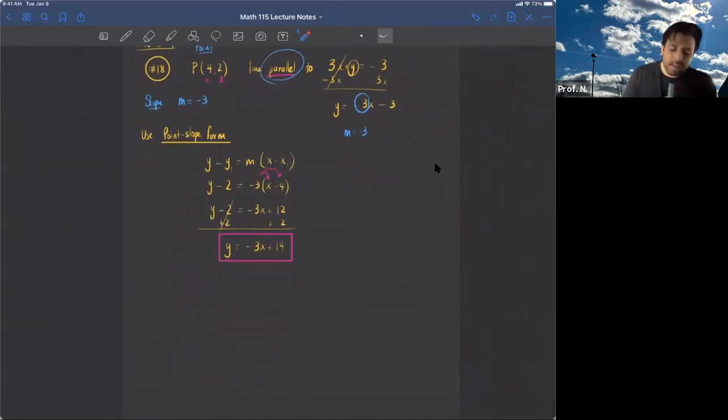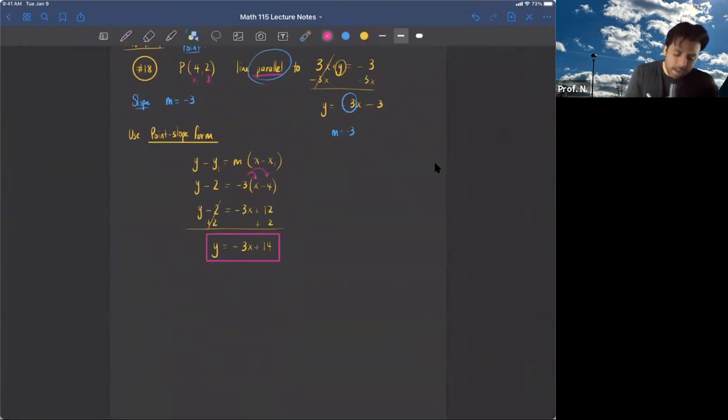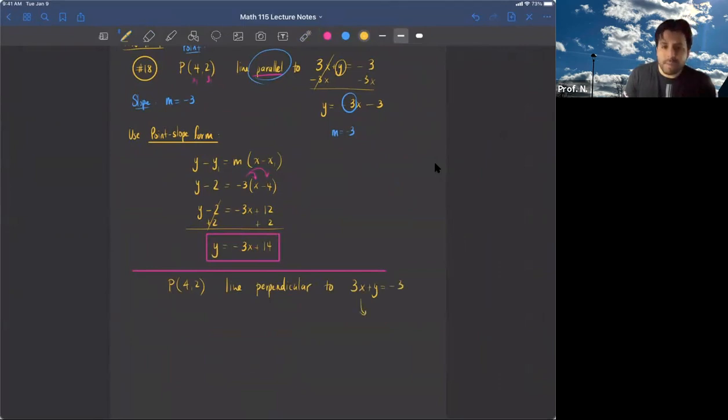Now I'm going to do the same exact thing. The only difference now is I'm going to use the same point, (4, 2), but now the line is not parallel but perpendicular. So that's the only other scenario, right? That's perpendicular, and I'm going to use the same line, 3x plus y equals -3. And what do I know from the previous problem? That my slope is -3. However, it's perpendicular this time. So if my line is perpendicular to this line, then what would be the slope of the line that I'm looking for?